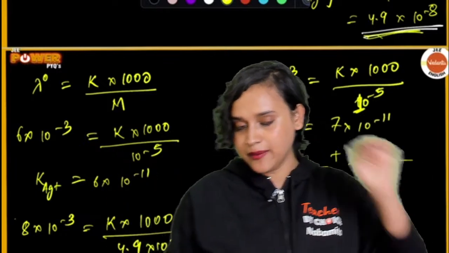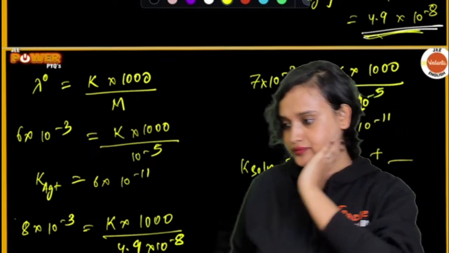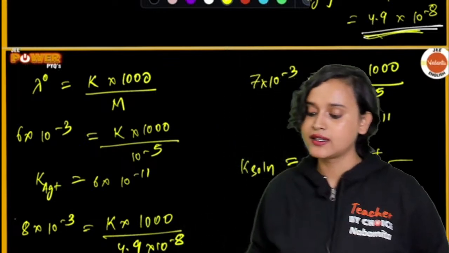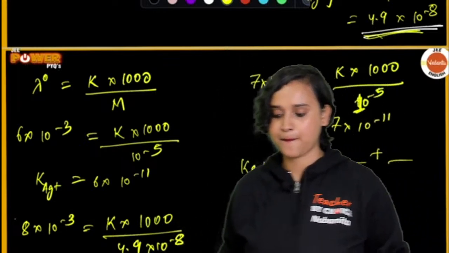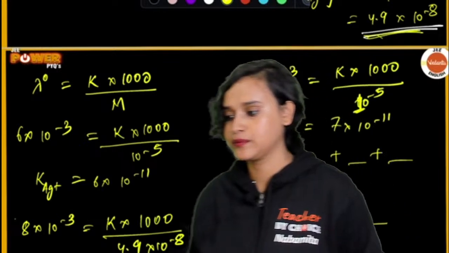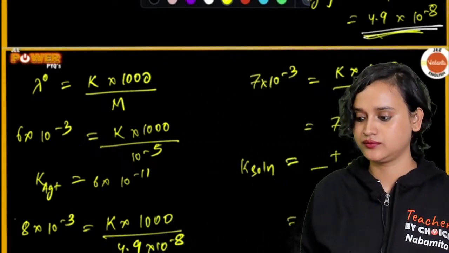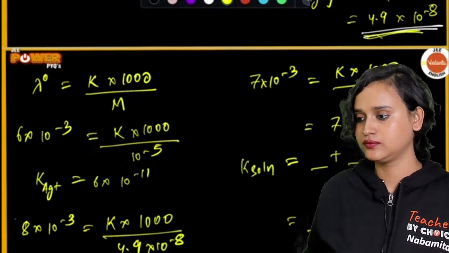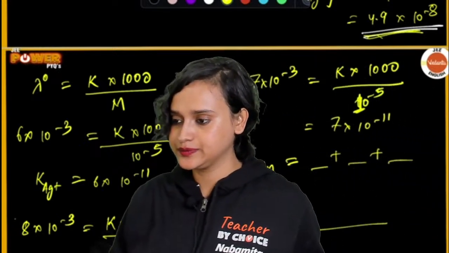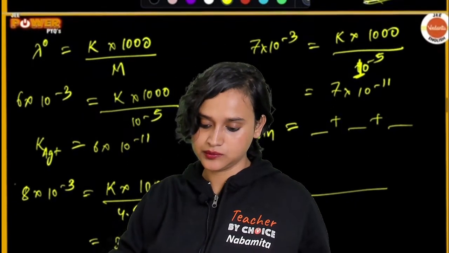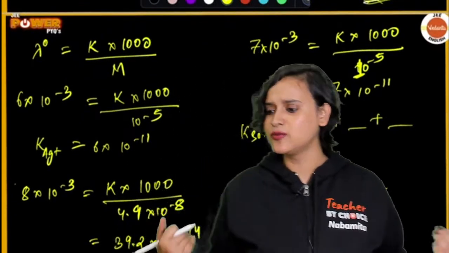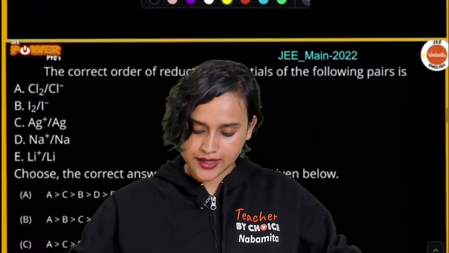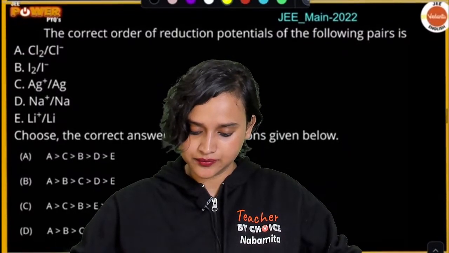Now just add all of them and calculate. How much will you be getting? 6 plus 7. Done, guys. Chalo, I think let's move on. This question is over, right? It has taken us a long time. Let's move on to the next question here.